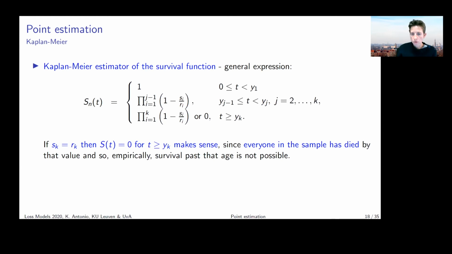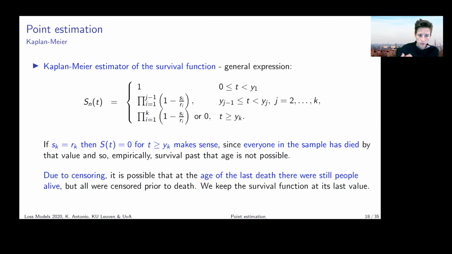Empirically, you could say that surviving past that age is not possible, so you could put it at 0. But you could also say that because of censoring, it's possible that at the age of the last death there were still some people alive, but all were censored prior to death. So in that case, you could keep the survival function at its last calculated value. So it depends a little bit. If really everybody in the sample had died, you could put it to 0. If you say, okay, I didn't see the death of all my patients or all my individuals in the study because some were censored, then you could just leave it at the value calculated over here.